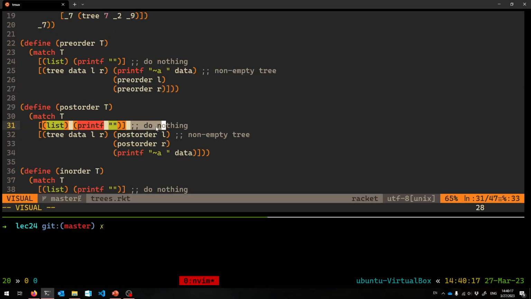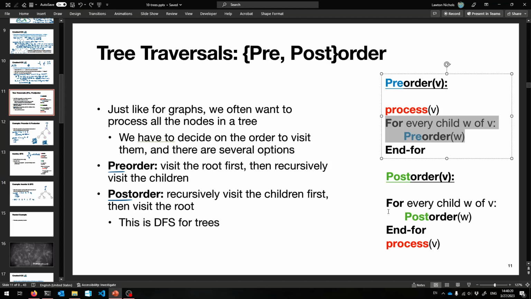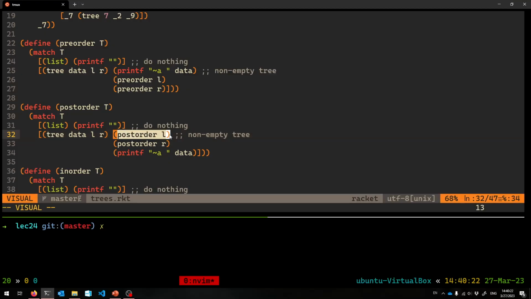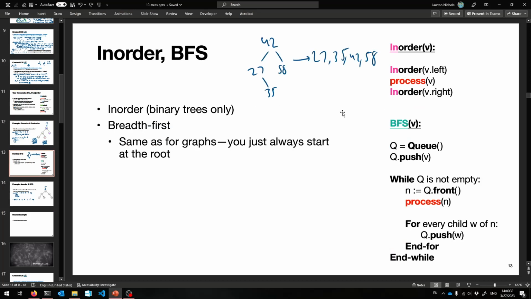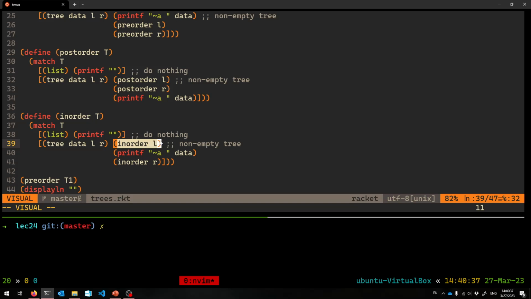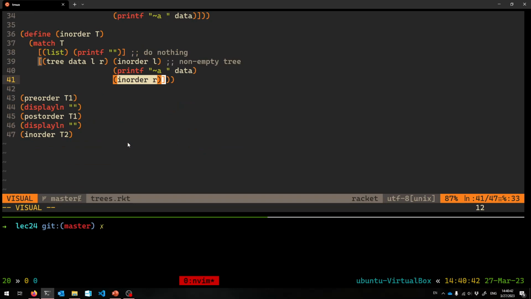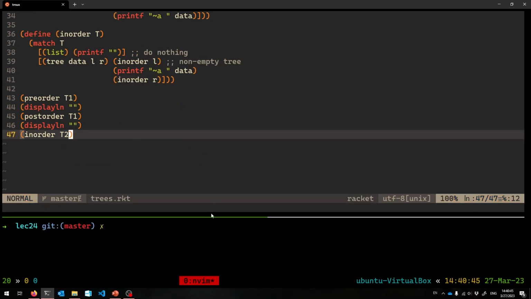It's going to be empty tree, do nothing. Non-empty tree, process your children, then yourself. So left, right, you, process your own data. In-order is the average of the 2, right? It's empty tree, of course, do nothing. But in-order is going to be your left, yourself, then your right. So recursively go left, process yourself, recursively go right, in order, and that's that. There are queues in Racket, but I didn't want to get into that. So yeah, this is just all that stuff in a different language.